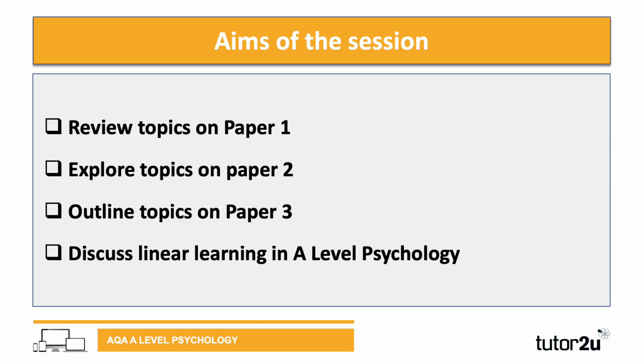So today we've looked at the review of the topics on paper 1, 2 and 3 and the proportion of marks, the percentages and the type of questions that you'll be getting. And we've also just there discussed what linear learning in A-Level Psychology means.